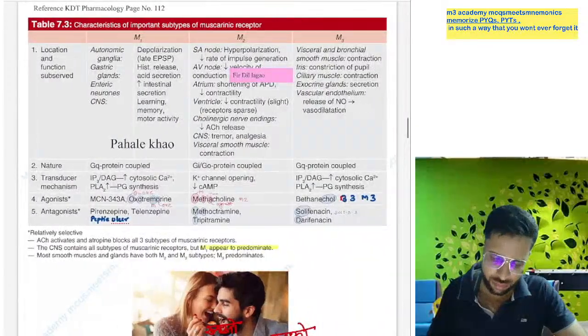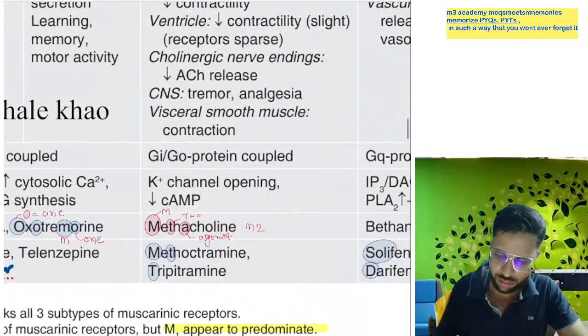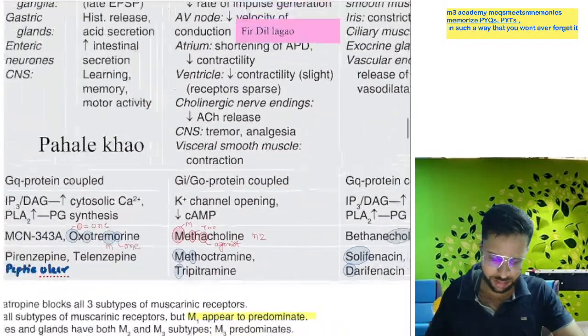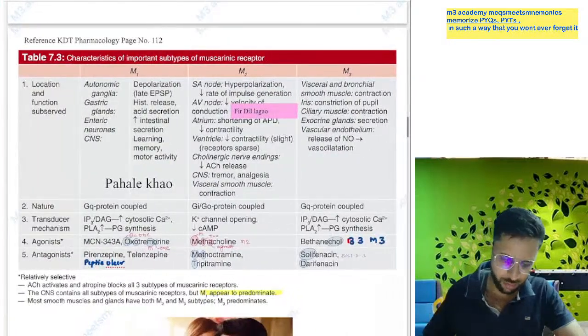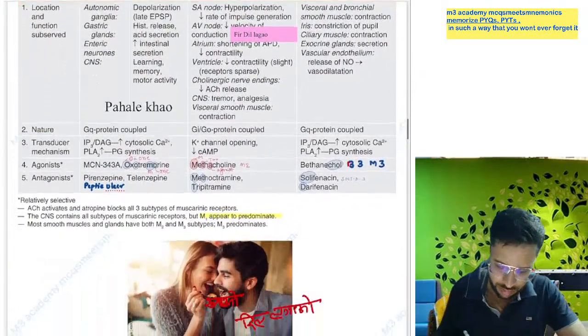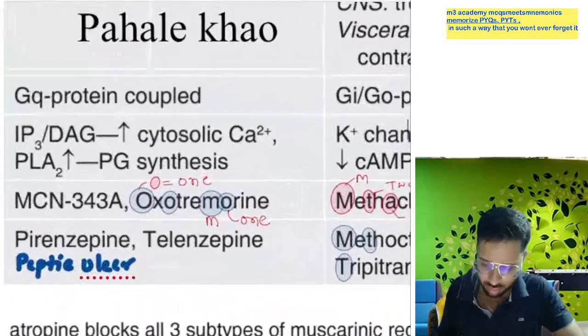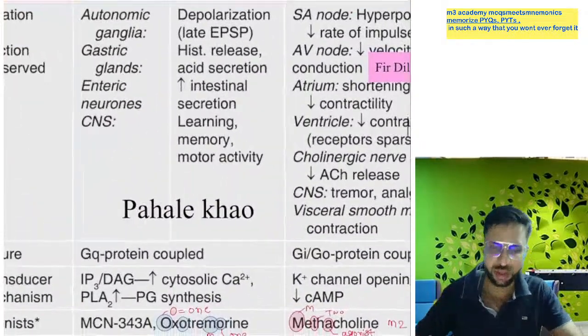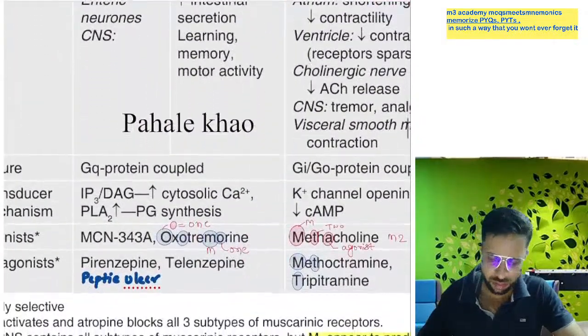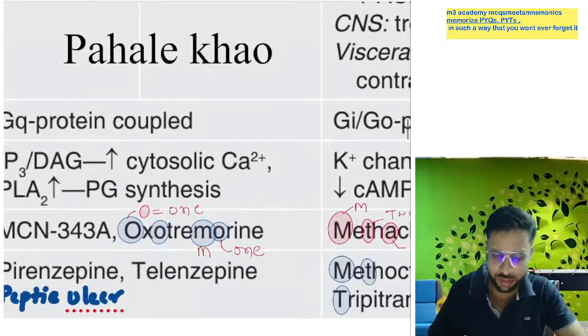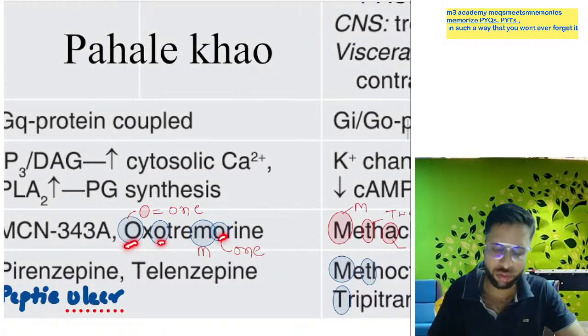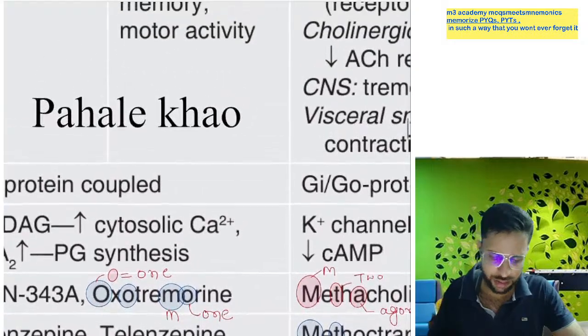And the M2 receptor is Gi or Go, a G protein-coupled receptor. Now the agonist: who is the M1 agonist? The M1 agonist is oxotremorine. We can remember oxotremorine by the O's: 1, 2, 3 O's. O for 1, and M for M, so M1.